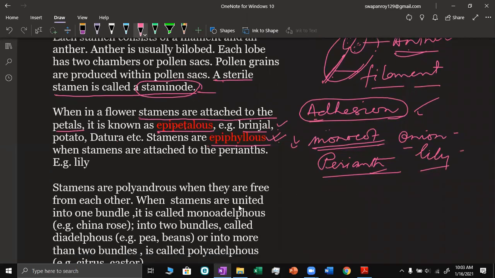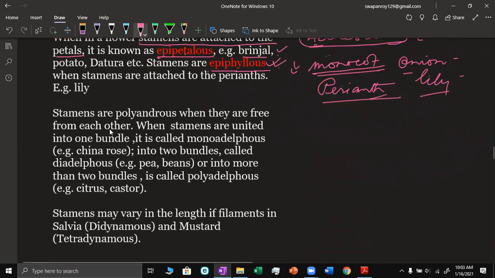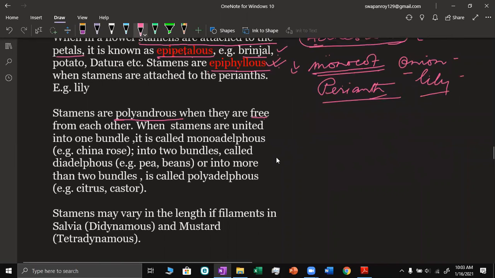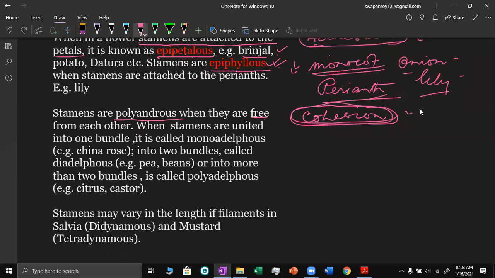Then androecium stamens are polyandrous when they are free from each other. This is a very common case in most flowers. Then these stamens may be united. We call this cohesion of androecium, where the stamens are fused together in various groups.